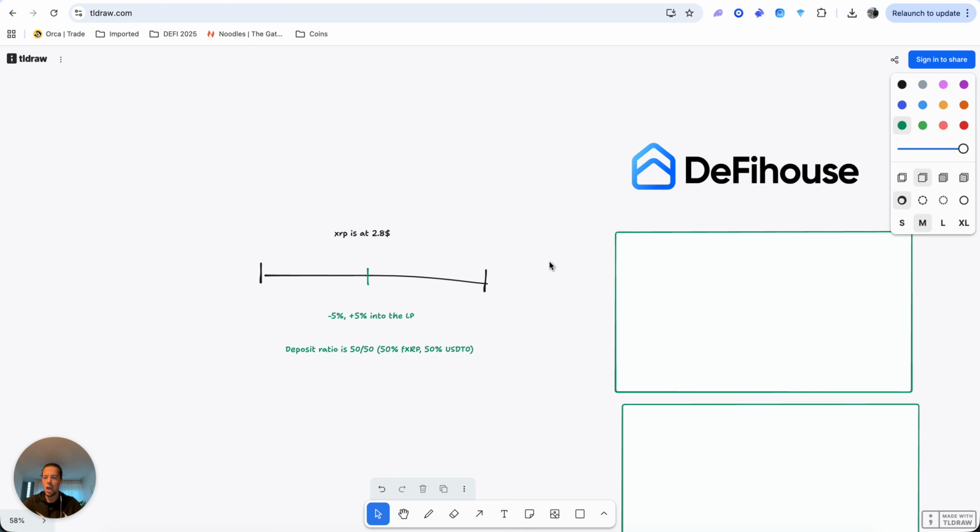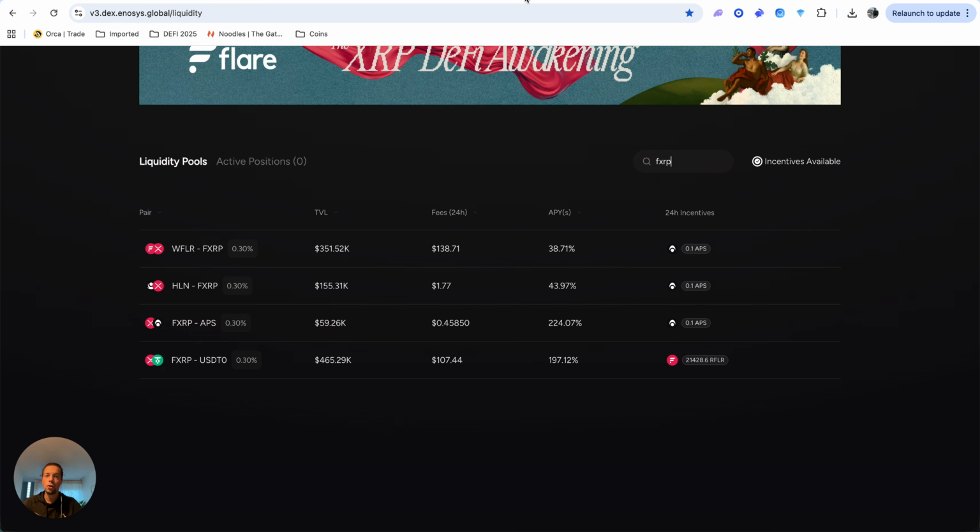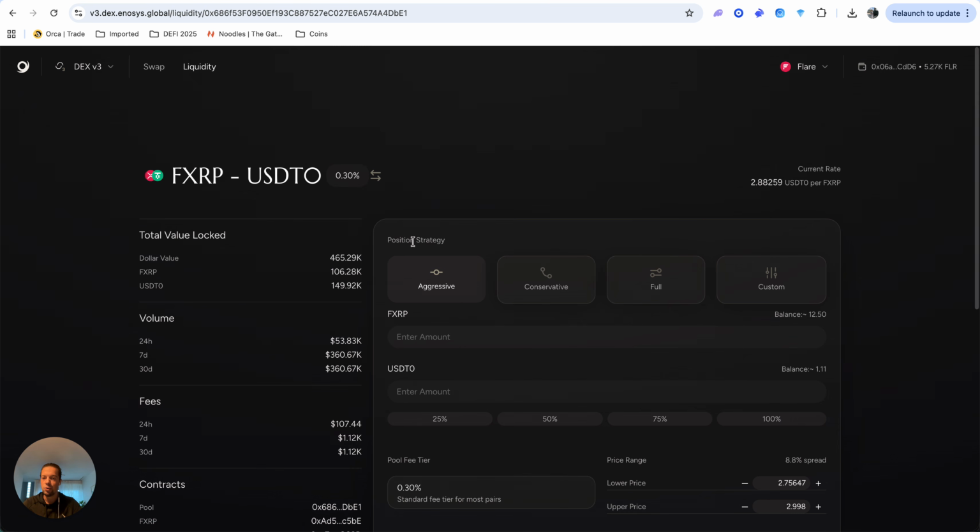what I wanted to share is that there is a very big mistake that people make when they come to the DeFi pools. And the biggest mistake is their deposit ratio when it's time to set the range. Because if you go to Enosis, let's say we choose this pool, right?